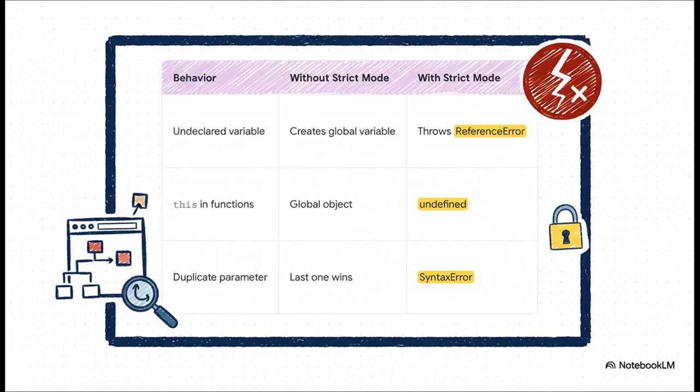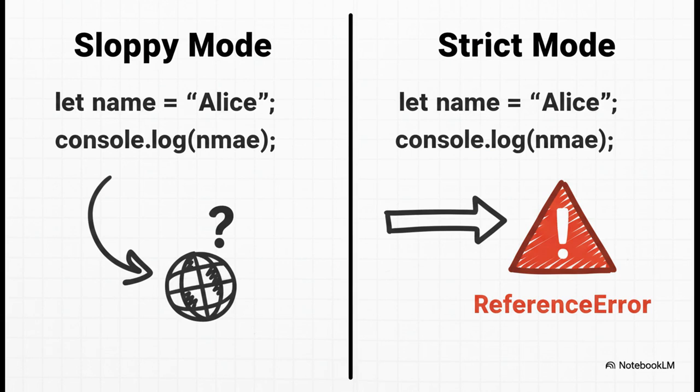This table really shows the difference. Look at that first line. If you assign a value to a variable you never declared, sloppy mode just silently creates a global variable for you, which can cause total chaos. Strict mode, it throws a reference error right away. Same for the this keyword. In sloppy mode, it can point to the global object, a big security risk, but in strict mode, it's safely undefined.